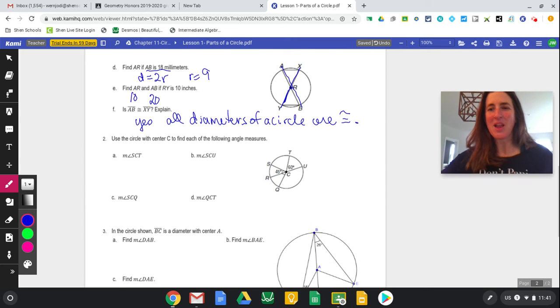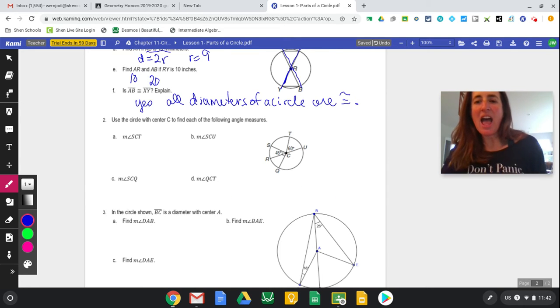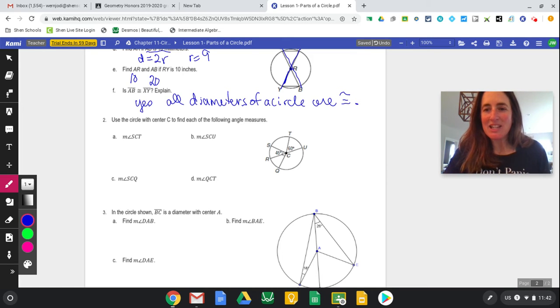Okay, so we now have: use the circle with center C. Notice they told us that C is the center, to find each of the following angle measures.